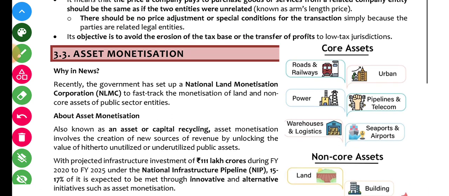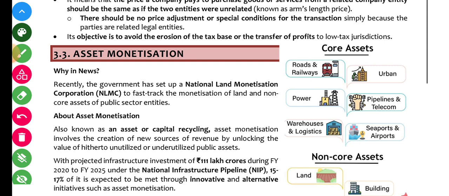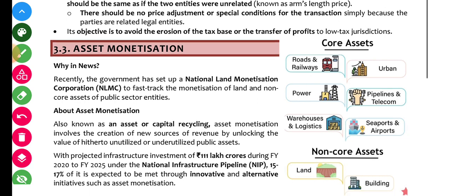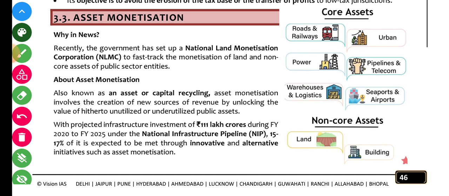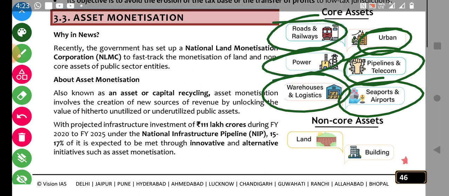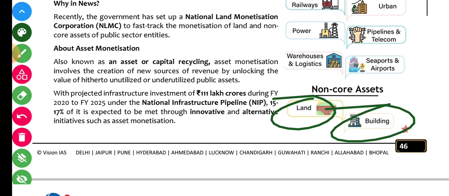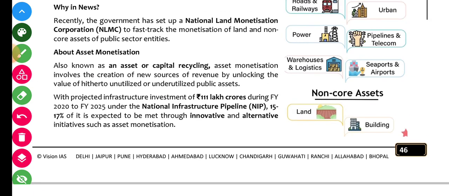Okay, the assets of the government are core assets as well as non-core assets. What are these? Core assets are like urban, pipeline and telecom, airport and seaport, logistics and warehouse, power, railway and roads. So keep this in mind. Non-core are land and building. Keep this in mind.